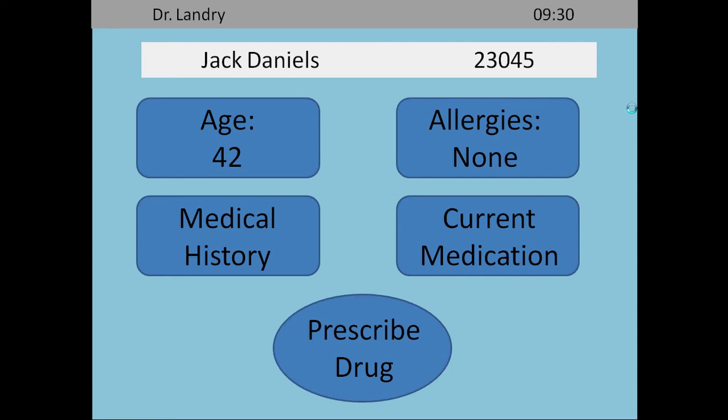The allergies, the medical history, and the current medication can be clicked on to pull up a deeper menu so the doctors can scan through it. Once all that's checked, you can hit prescribe drug at the bottom. The outline of it is real simple, but it can get complicated if you click on it and open it up into more stuff.